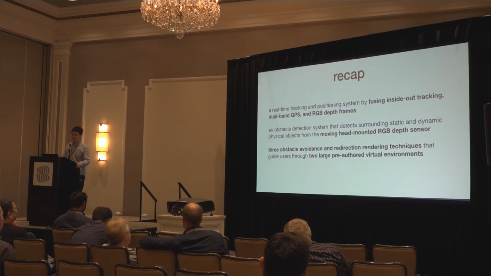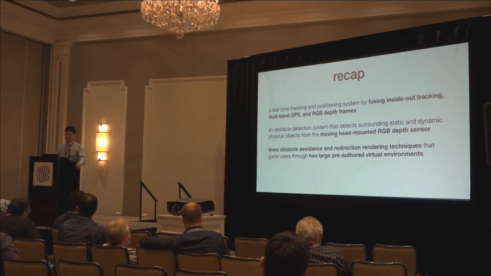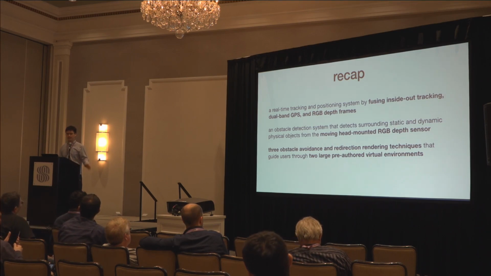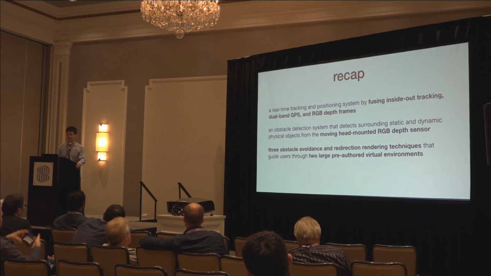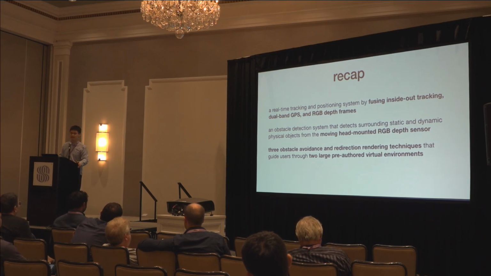Finally, I want to recap. So we present DreamWalker, a pretty huge system that basically has a real-time tracking and positioning system by fusing 3 different tracking methods: inside-out tracking, dual-band GPS, and RGBD depth sensing images. And we also have an obstacle detection system that detects surroundings and static and dynamic obstacles from a moving and very unstable head-mounted RGB depth camera sensor.